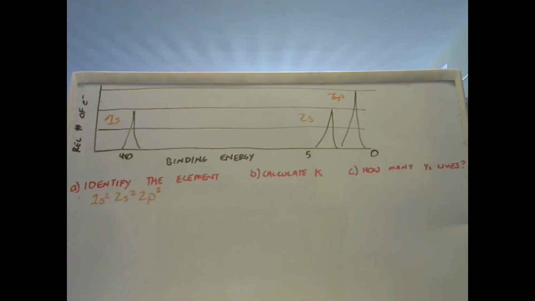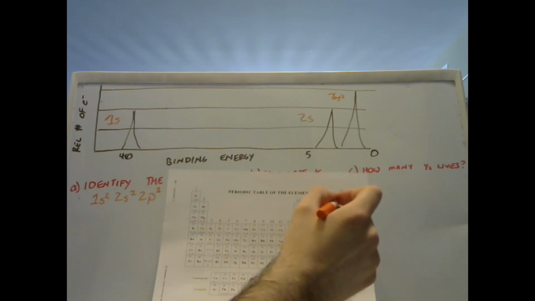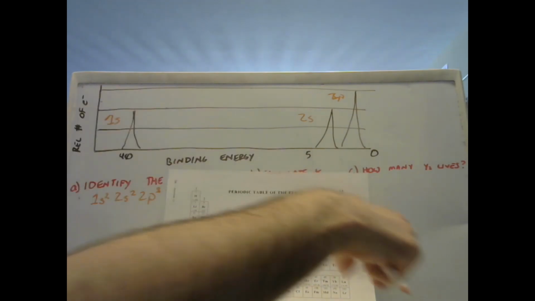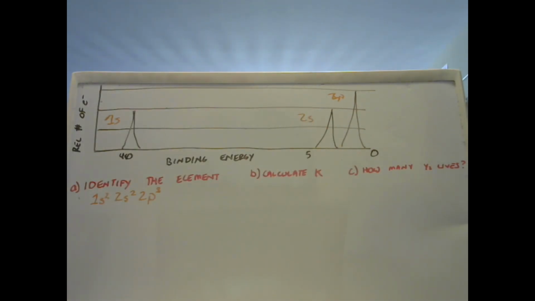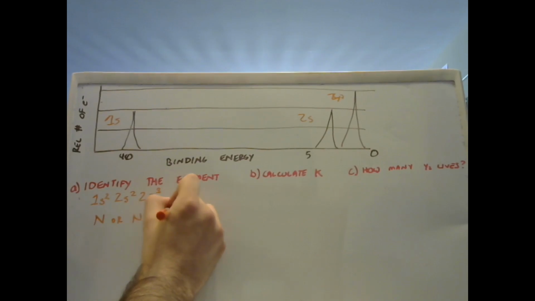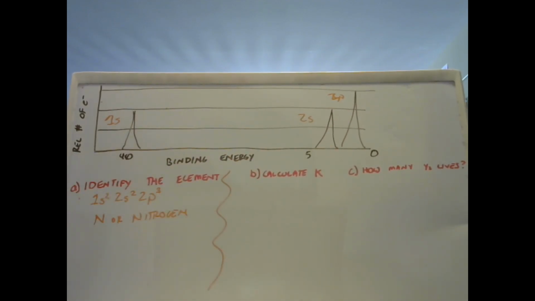Then the question is, what element has configuration 1s2, 2s2, 2p3? So we come over to our handy dandy periodic table, we go 1s, 2, 2s, 1, 2, 2p, 1, 2, 3. Tells me that it's nitrogen. So the element is N, or nitrogen. Done.